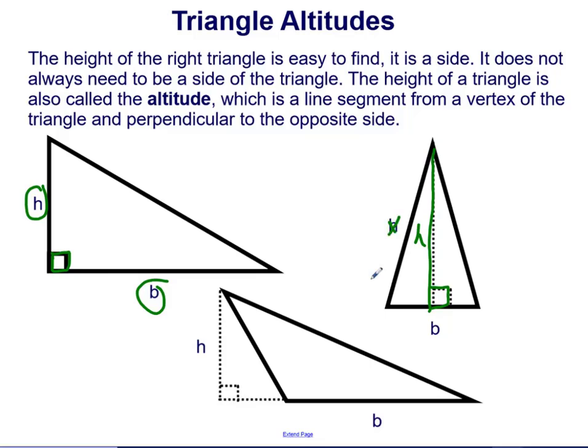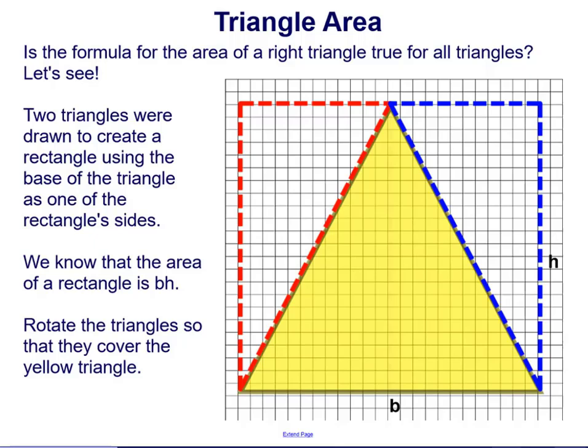In the obtuse triangle, I can draw the altitude and drop it from that highest point down so that I make a line that is perpendicular to the base. So then this side becomes the height and this side remains the base. Is the formula for the area of a right triangle true for all triangles? Let's see. Two triangles were drawn to create a rectangle using the base of the triangle as one of the rectangle's sides. So this outer shape here would be a rectangle.